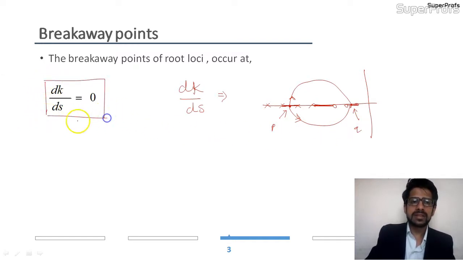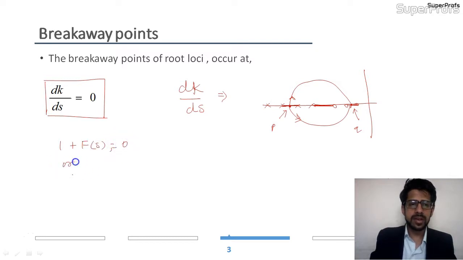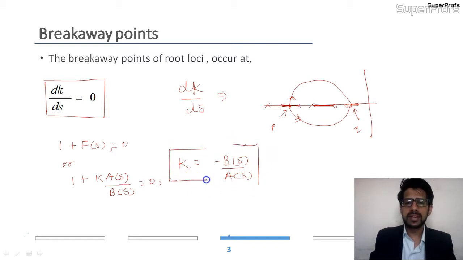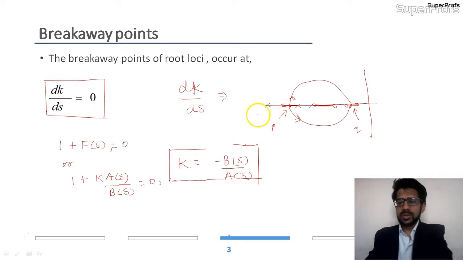dk upon ds is equal to 0. So if you have 1 plus f of s is equal to 0, or say 1 plus k a of s upon b of s is equal to 0, what you will do to find out k is, k will be equal to minus b of s upon a of s, and you will be required to differentiate k with respect to s and equate it to 0 to get these breakaway points where there are multiple roots. So this was the final rule to draw a root locus.